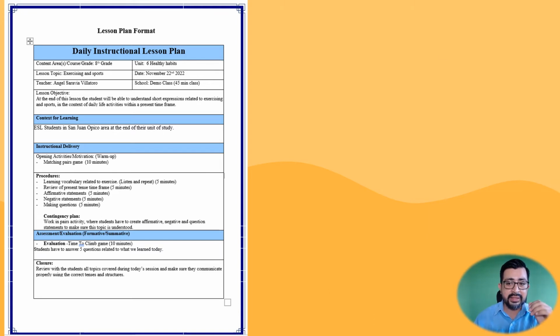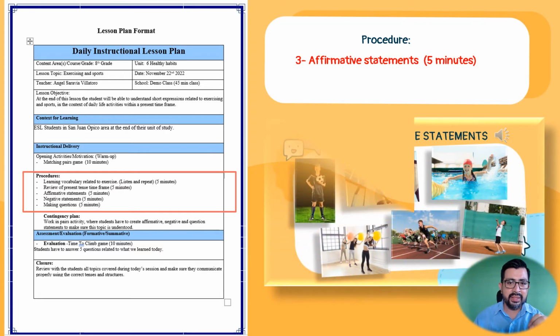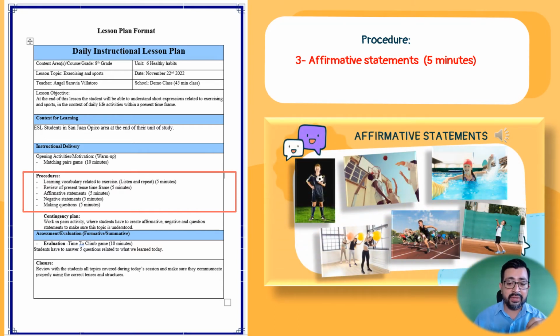The next activity, which is in the same part, is the affirmative statements. For the affirmative statements, the students need to listen carefully to what is on the image. On the previous slide, it was just the name of the sport, soccer, basketball, swimming. But in this case, I have created sentences or affirmative statements using simple present and present continuous.